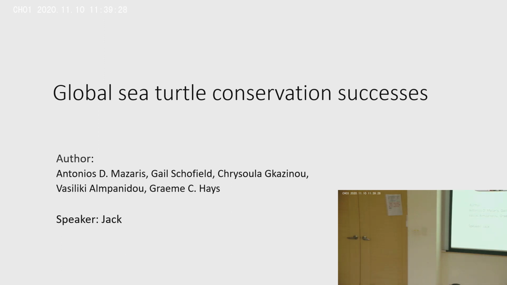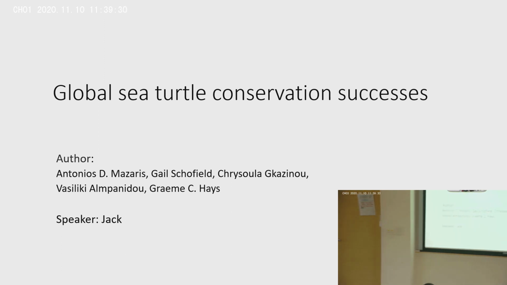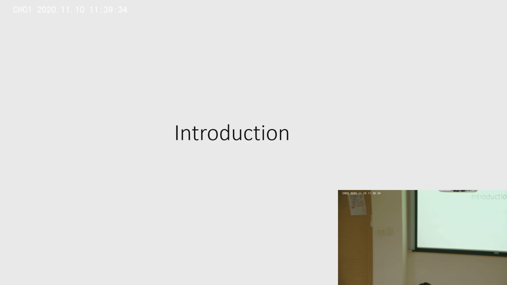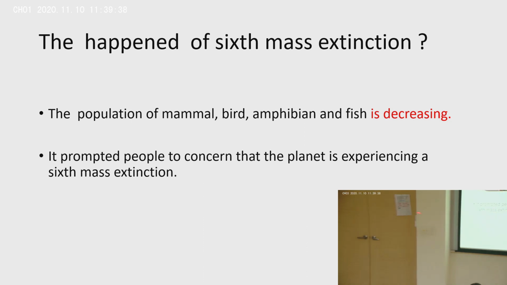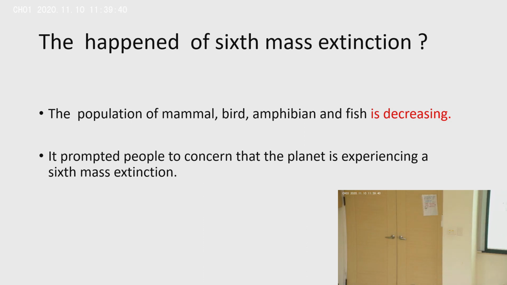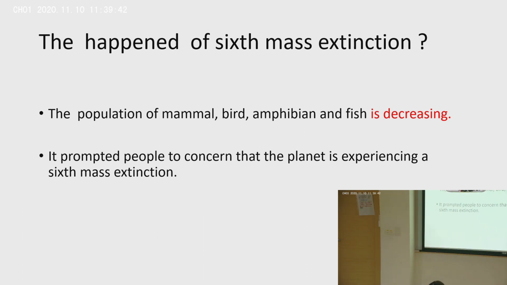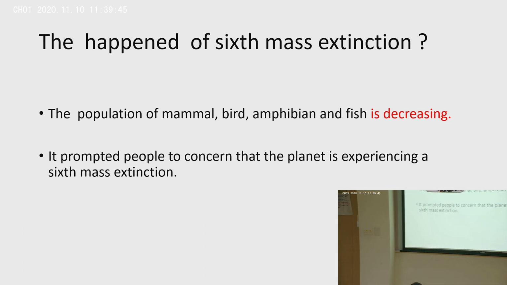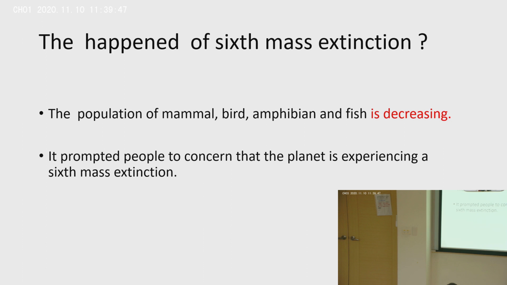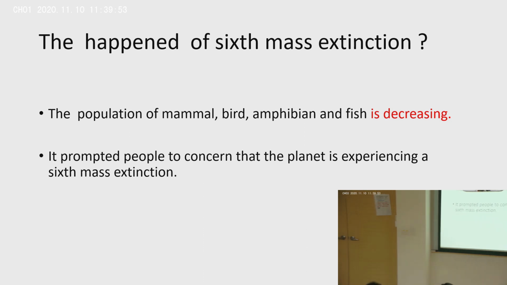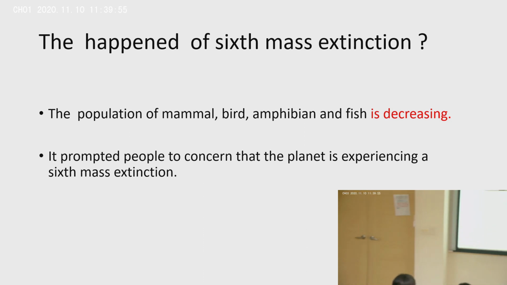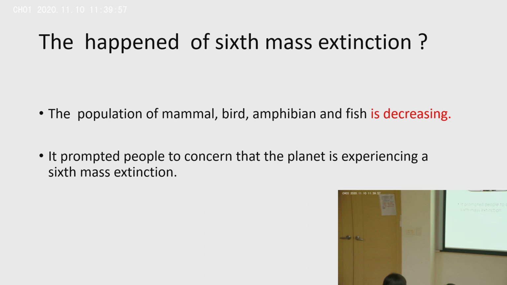Today I want to talk about global sea turtle conservation success. Introduction. The populations of mammals, birds, amphibians, and fish are decreasing, which prompts people to be concerned that the planet is experiencing a sixth mass extinction.